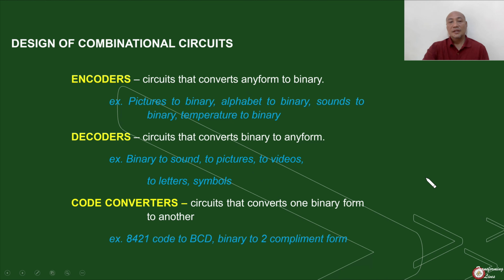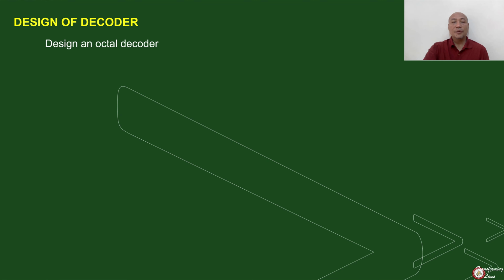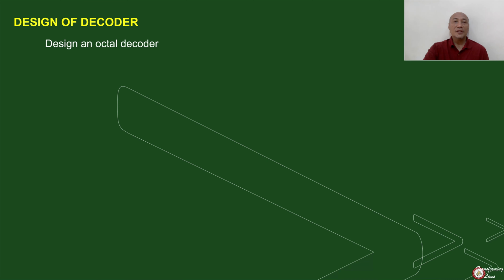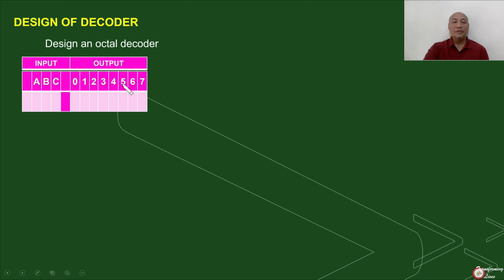Let's start with the design of the decoder. As an example, let's design an octal decoder. What is an octal decoder? It is a decoder that will have 8 outputs, as if saying we convert binary to octal. Since we are converting binary to octal, how many inputs do we need? To represent 8, we need 3 inputs. We will have as output the 8 possible symbols that we use in octal, that is 0 to 7. How many combinations? There will be 8.